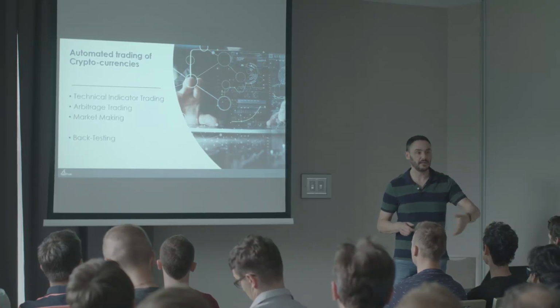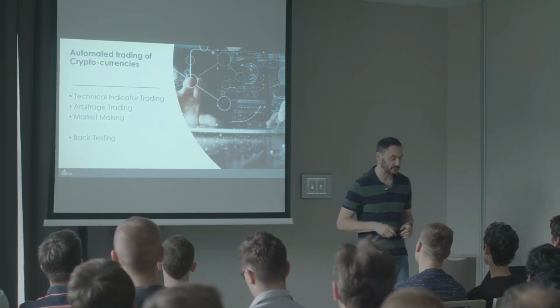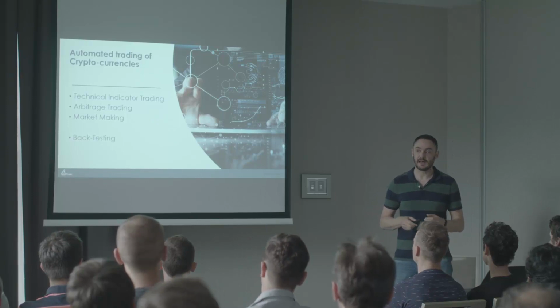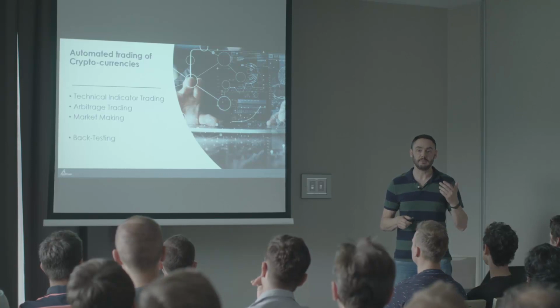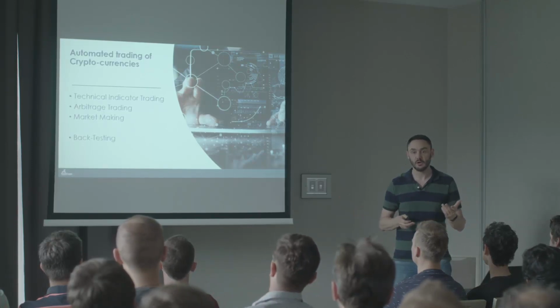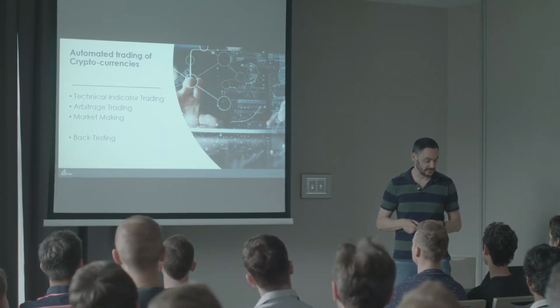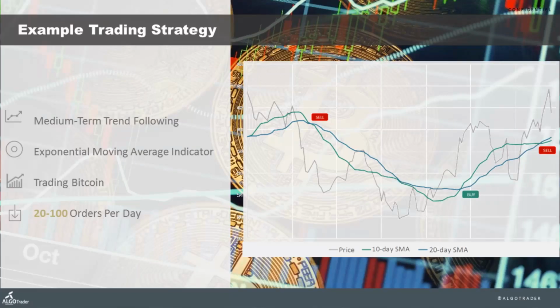So you run many backtests. You try to figure out what is the best range of parameters for your strategy. Obviously, the size and the amount of historical data you have has a huge impact on how long your backtest takes. A backtest might take a few seconds, or it might take several hours, depending on the size of the data. So that's cryptocurrency trading strategies. Let's then look at an example.